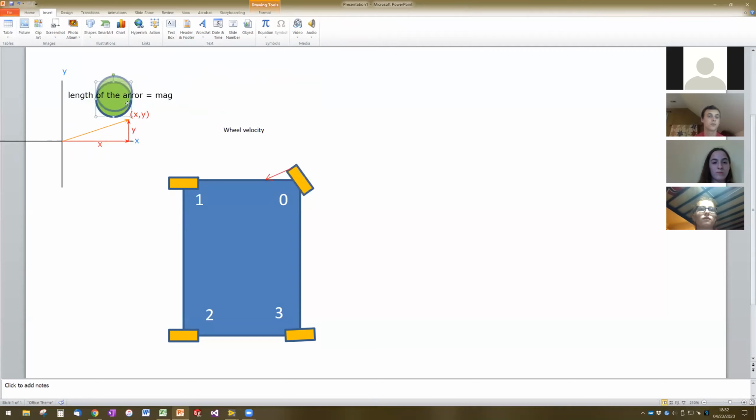Right. So if this was the joystick position, maybe we would turn all of our wheels so that they would look like that. And that would solve the translation problem. Does that make sense to everyone?